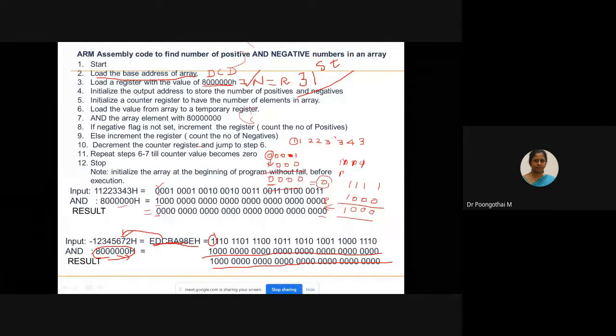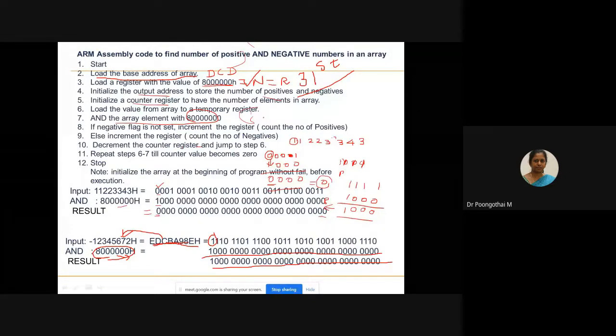So initialize the output address to store the number of positives and negatives. For storing your results, initialize your output address. At the same time, initialize a counter register for representing the number of elements in the array. So get the value from the array one by one and AND the array element with this value. If the negative flag is not set, increment the register for counting the number of positives.